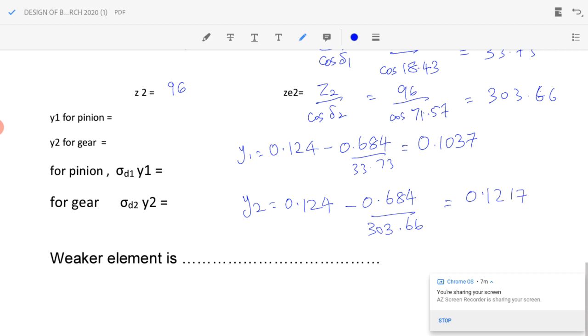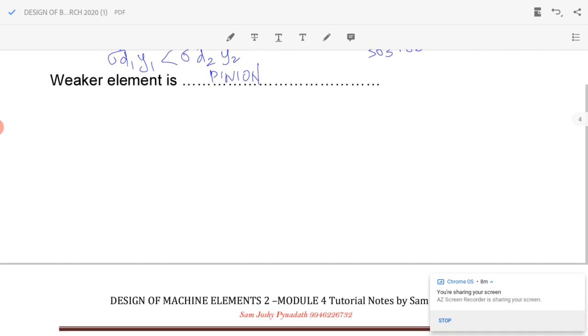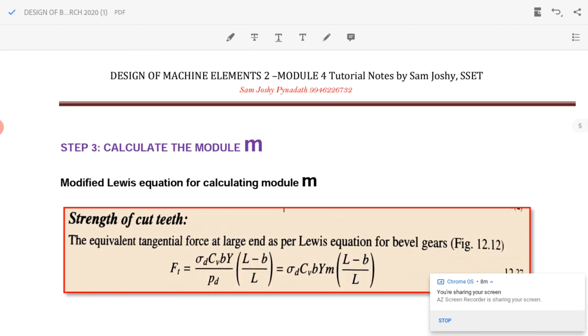And since sigma D1 and sigma D2 are same, I can write sigma D1 Y1 less than sigma D2 Y2, because these terms are same. I can write pinion is the weaker element. This completes our second step. Now we have to find the module, that is the third step, most important step.